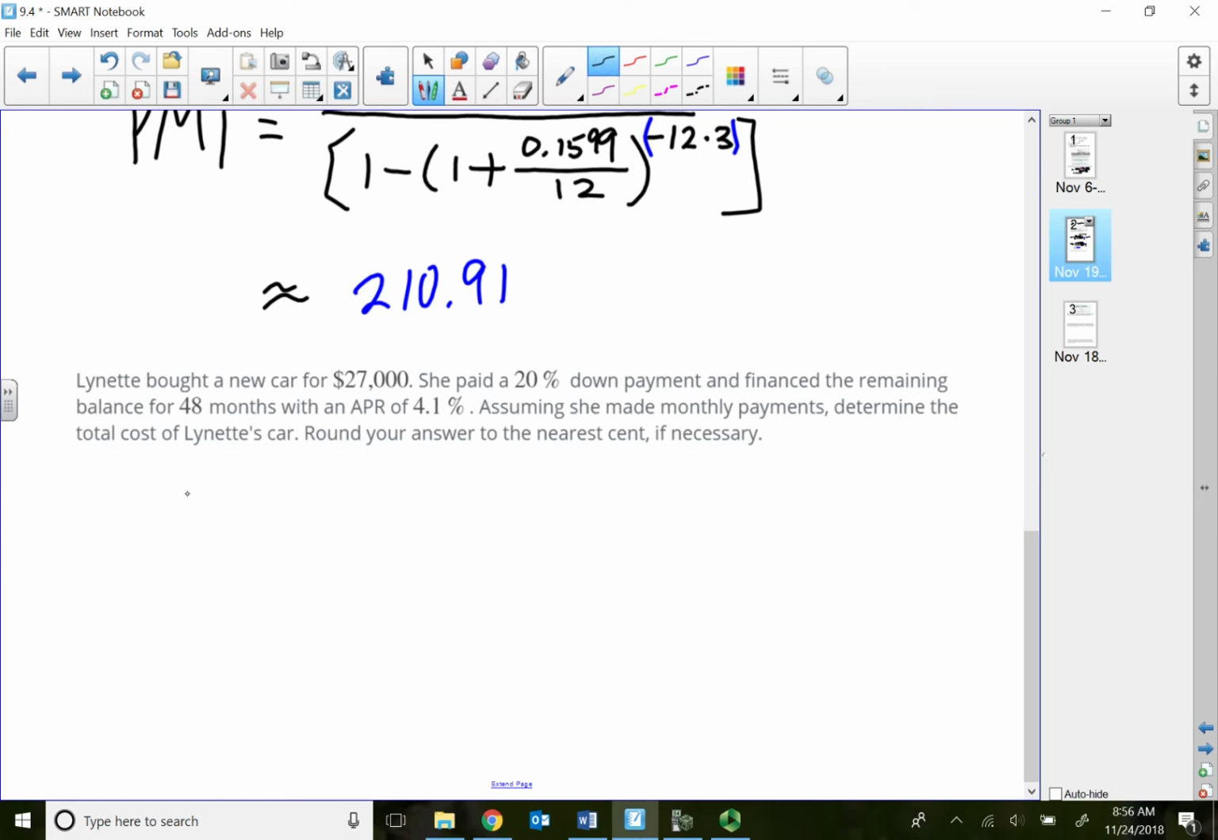So what is her P? How much money would she finance? Well, if she's going to put 20% down, well, hold on a second. All right, what's her down payment?